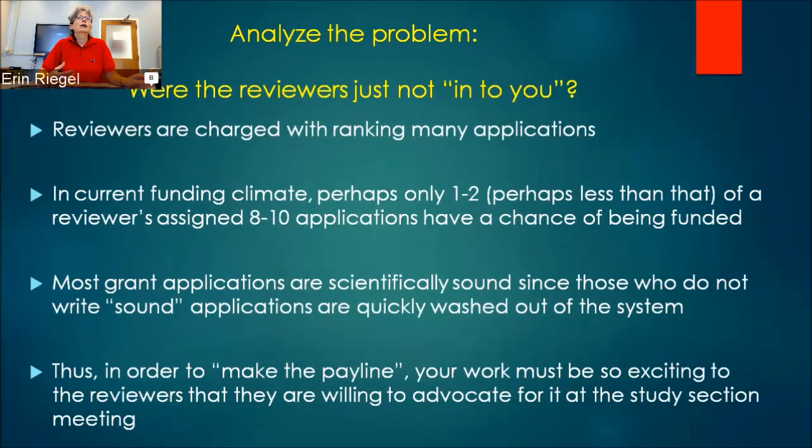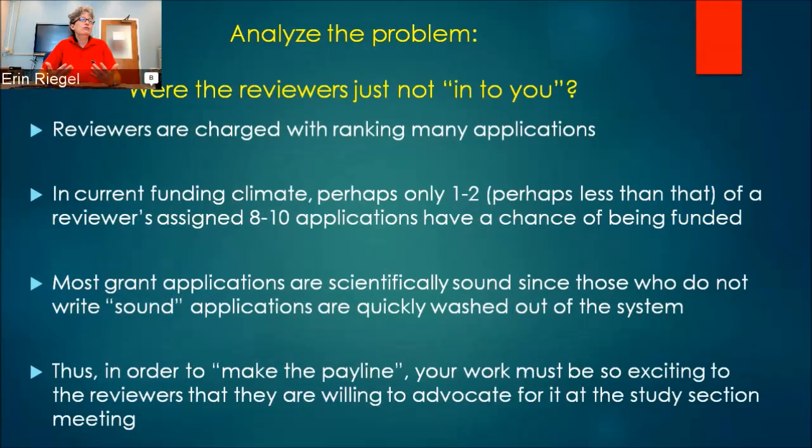It's boring. And the thing to understand here is that the reviewers in your study section are charged with ranking many applications. And as a reviewer in the current funding climate, perhaps only one or two of the applications in their pile are going to get funded if they're assigned 8 to 10, which is pretty typical. So what this means is that there are many scientifically sound grants, because applicants that aren't able to write a scientifically sound application are washed out of the system. If you write a whole bunch of terrible science that's badly written, they're never funded, people don't have jobs, and within a couple of years, they're gone.